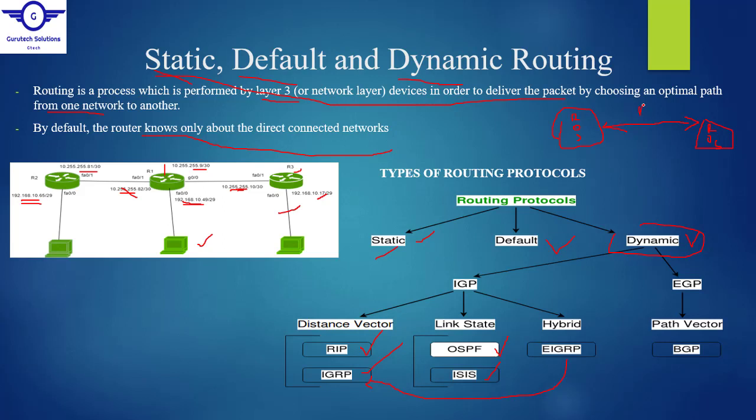BGP. Okay, this is an autonomous system. This one is also a separate autonomous system. To connect the two autonomous systems, we use a Border Gateway Protocol. Inside an autonomous system we can use various routing protocols. Okay guys, I hope you understand the application of each protocol, and let's see what we have next.